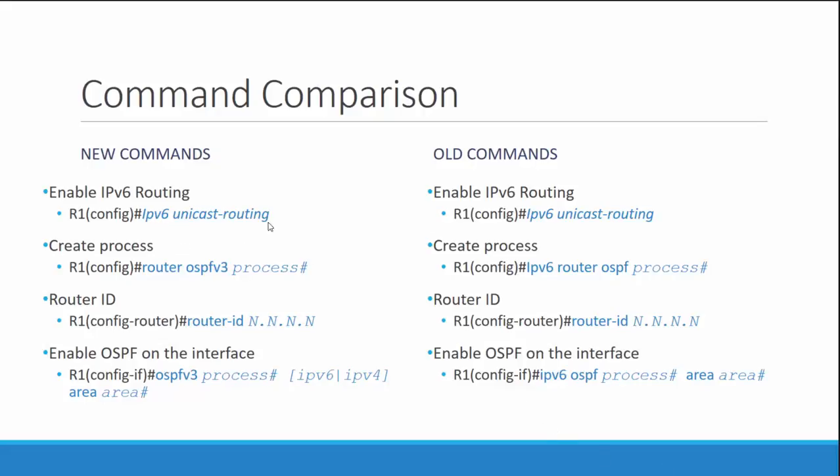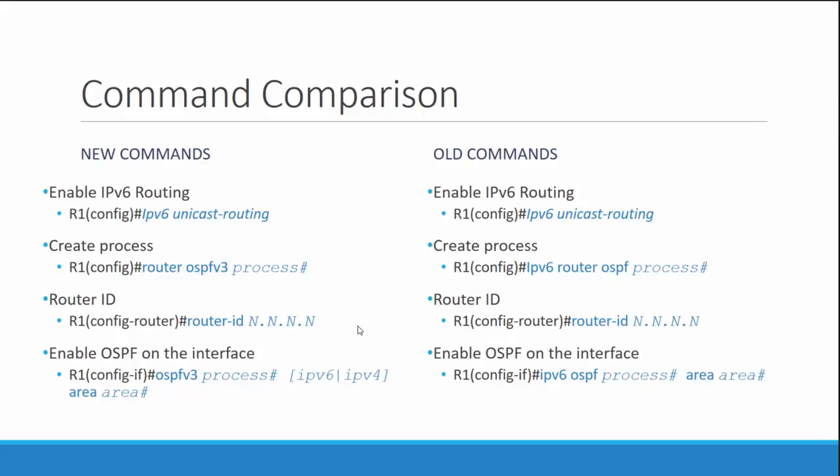Here we have the new set of commands. Still on both sides we have to use IPv6 unicast-routing. The way we create the process is different now. Now we use the command router ospfv3 and then give it a process ID or process number. Whereas when we did it previously, we did ipv6 router ospf and then a process number. Router ID command is the same. What we will discover is that I can do the router ID under the process with OSPFv3 in our new commands, or I can do it per address family. So if I want a different router ID for our IPv4 that's running versus our IPv6, I can actually do the router ID separately under the address family.